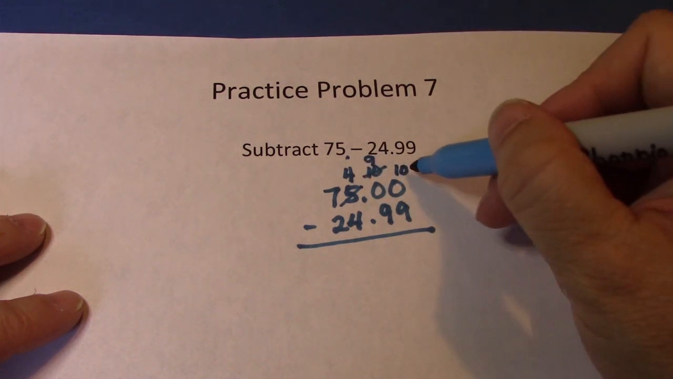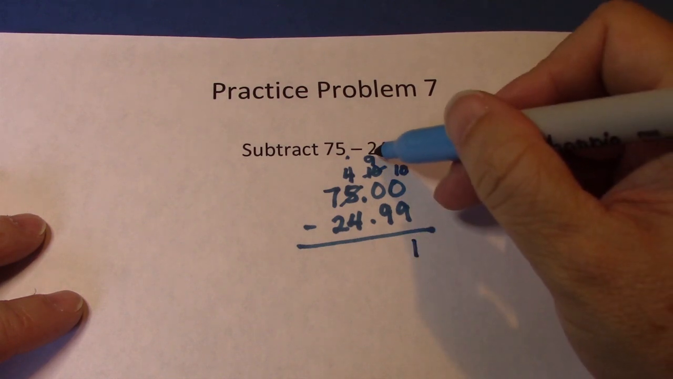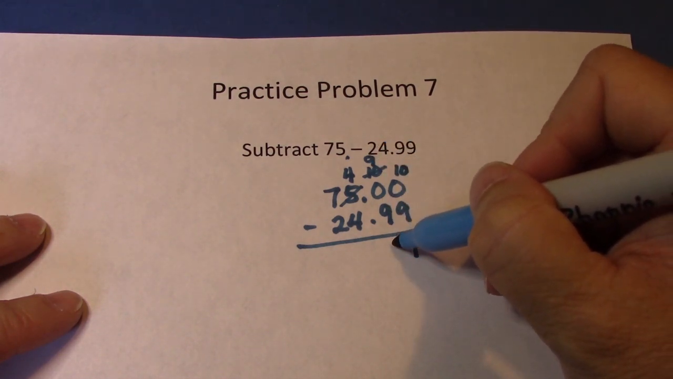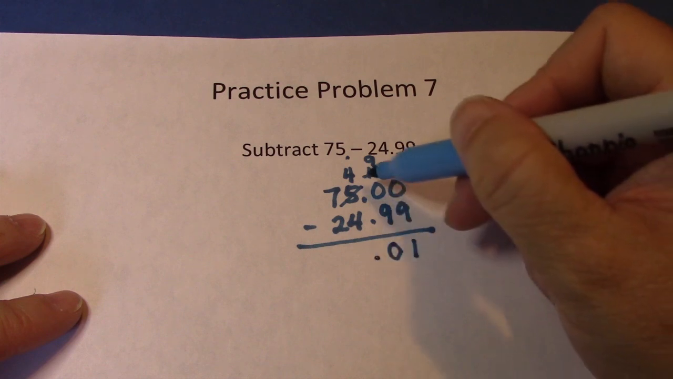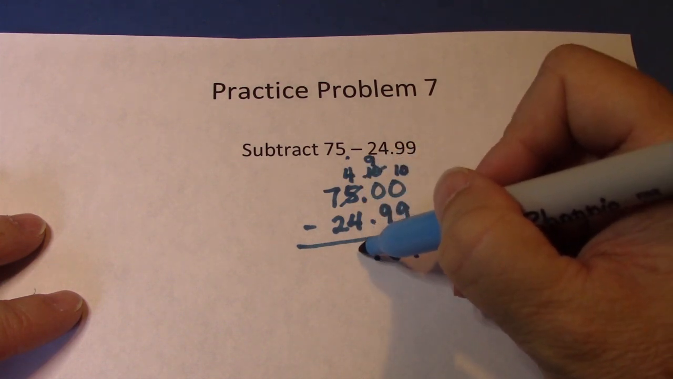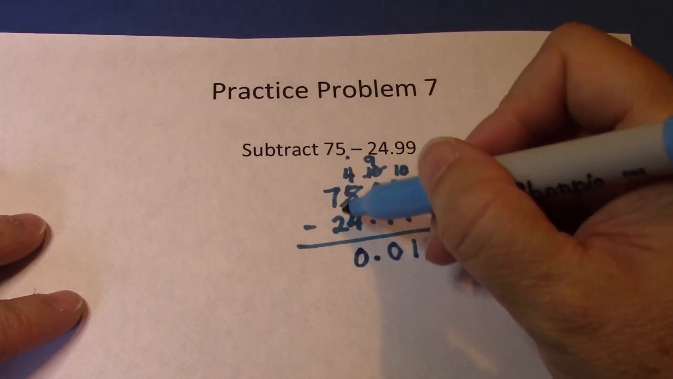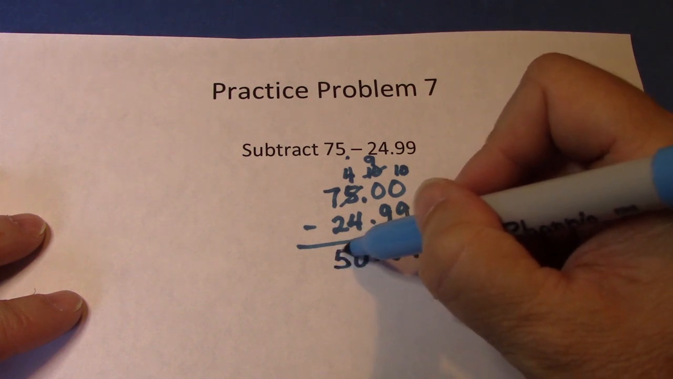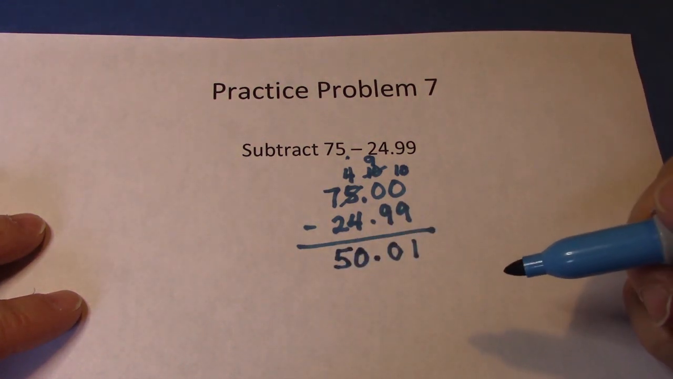those. Now, 10 take away 9 is 1. 9 minus 9 is 0. There's my decimal point. 4 minus 4, 0. 7 minus 2 is 5. So the answer is 50 and 1/100th.